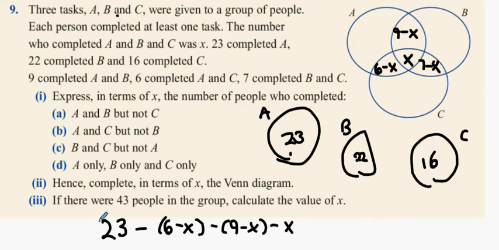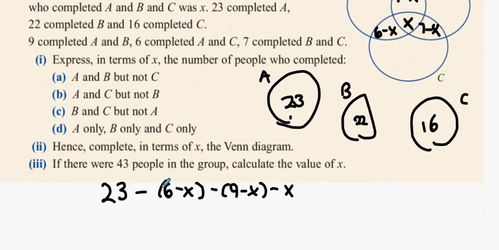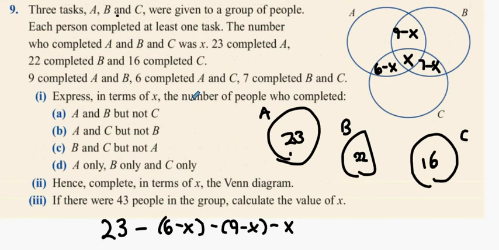And look at this. What you're going to get here is 23 take away 6 is 17. 17 take away 9 is 8. Minus X is a plus X. Minus X is also a plus X. But that's a minus X there. So it's 8 plus 2X take away X, which is, anybody? Just 8 plus X.